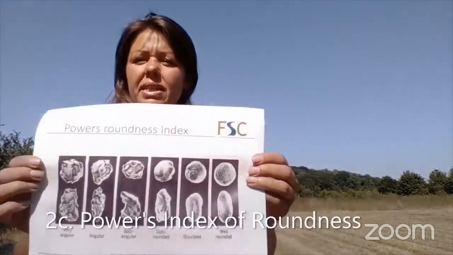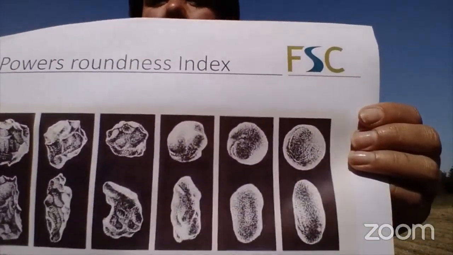We've talked quite a lot about measuring the size of sediments, but it's not just size that is affected by coastal processes. So actually shape is really important as well. Probably the simplest way to define the shape of a sediment is to use the Powers Roundness Index, which you can see here.